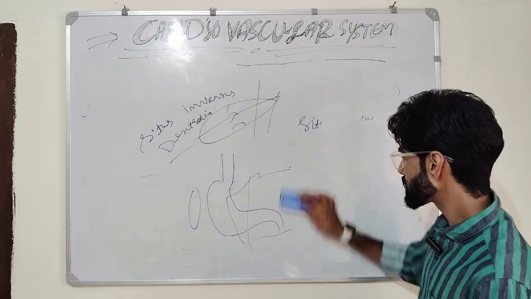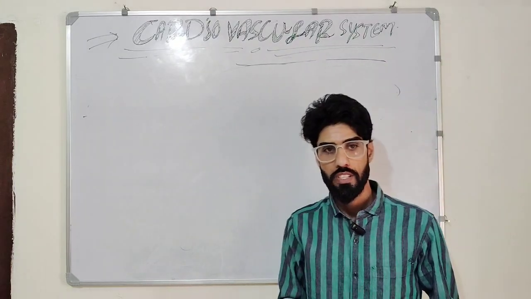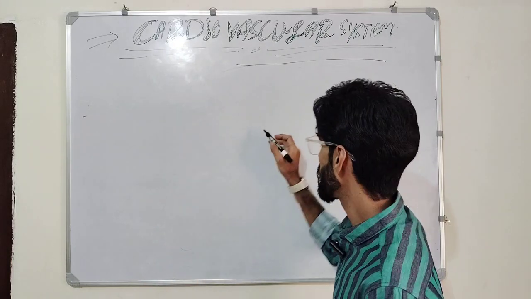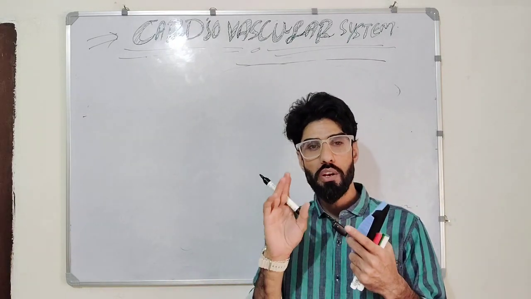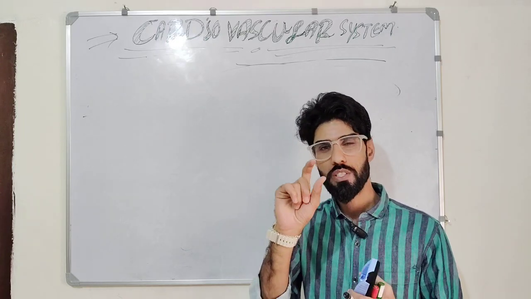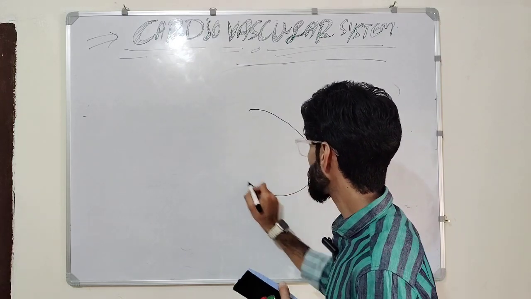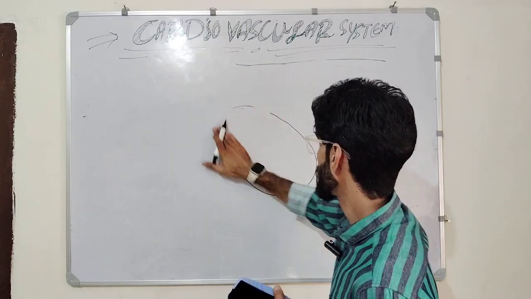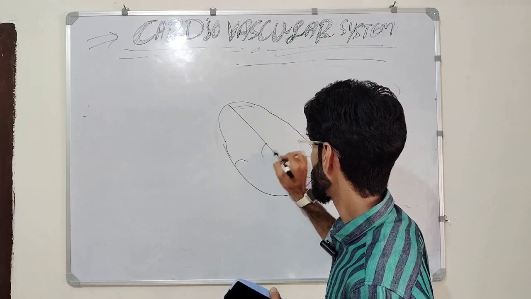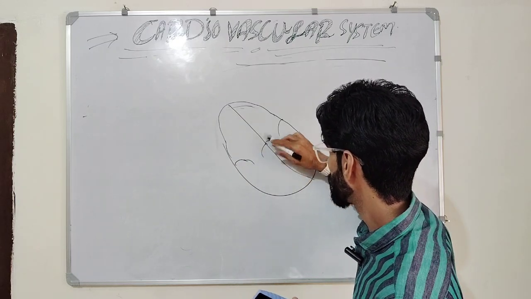I will rub it now. Now we'll move towards the structure of the heart. First of all, I'll make a very basic, very simple diagram of the heart. Suppose this is a heart. This is a very basic structure of the heart.